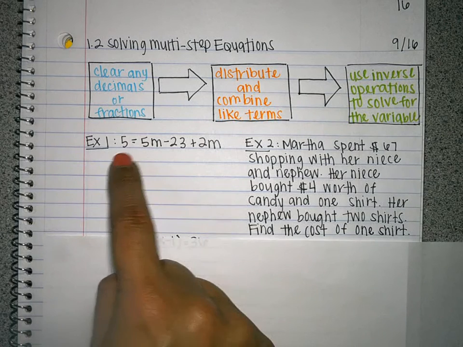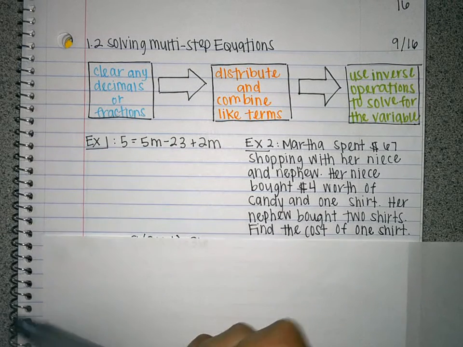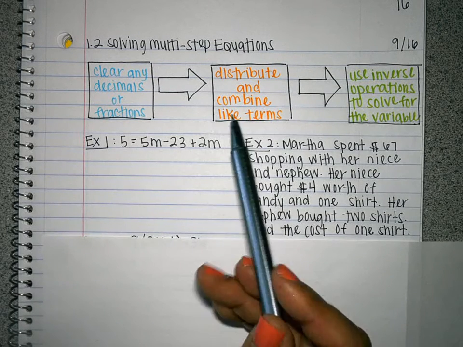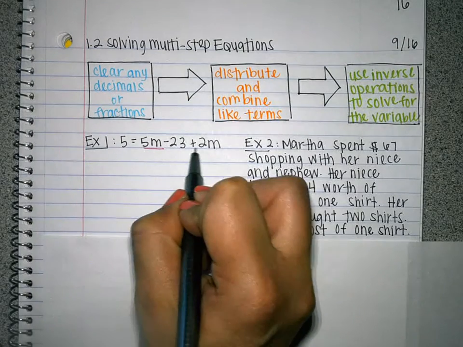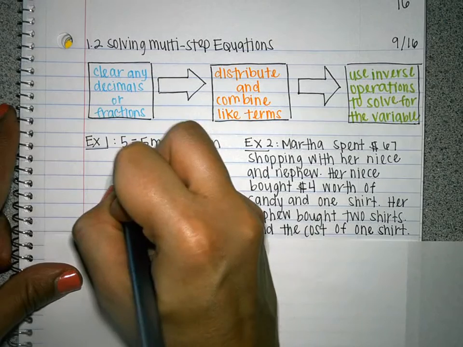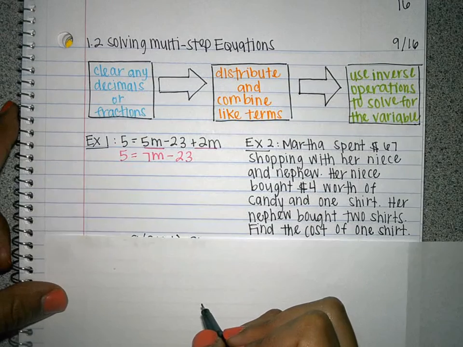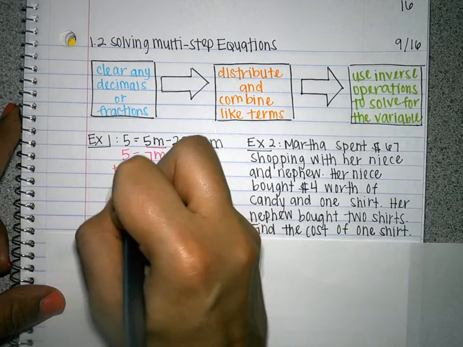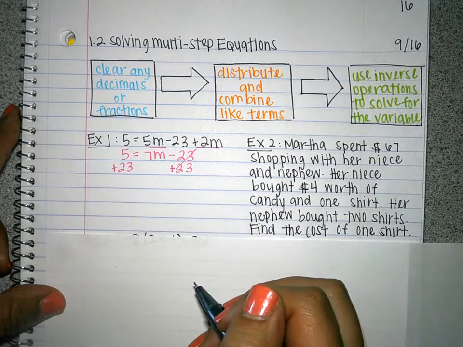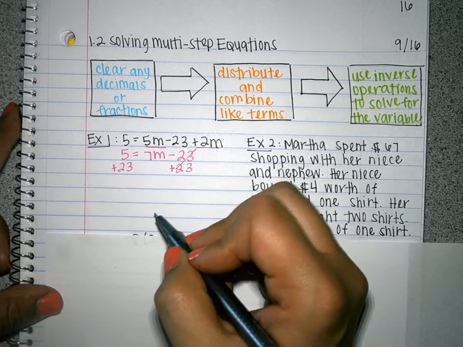Example 1, I have 5 equals 5m minus 23 plus 2m. For this problem, there aren't any decimals or fractions, so I'm going to skip that step, and I'm going to go into distribute and combine like terms. There's no distributive property here, but I do have some like terms, 5m plus 2m, so I'm going to do that. So 5 equals 7m minus 23. And then I'm going to use inverse operations to get that m by itself. So first thing I'm going to do is add 23 to both sides, because we take care of the addition and subtraction first. The reason we add 23 is because negative 23 plus 23 is 0. So that gets rid of it totally on the right.